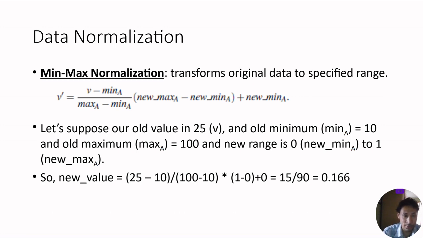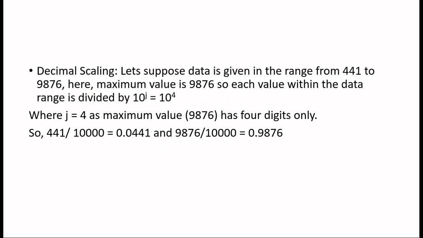This is the basic formula. You can see the formula written here. v' equals v minus min A divided by max A minus min A, and so on. So using this formula we can convert the data given in one range to a specified range. It is a method for converting data given in one range to another range.